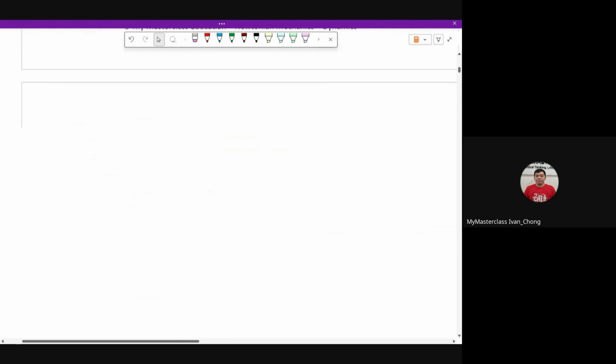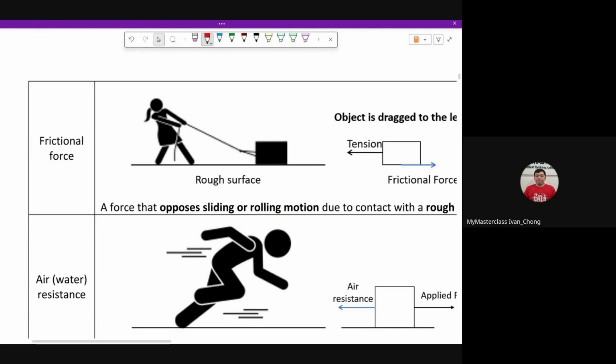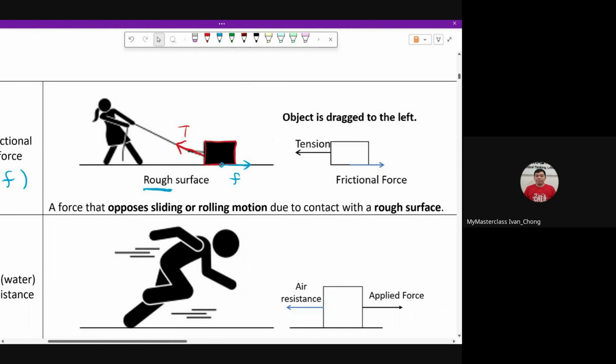Next one, you can see this lady is pulling over here. When she's pulling this box, the box is moving, right? The box is moving over here due to tension. And because you're dragging it along a rough floor, there will be frictional force. For frictional force, we denote it with a small letter f. Because you drag to the left, there will be a frictional force. Where do you draw the frictional force? From the middle of your box to the right. It will always be in the opposite direction because of this property: it always opposes motion.